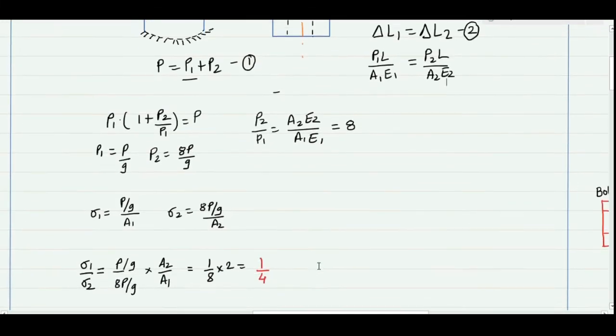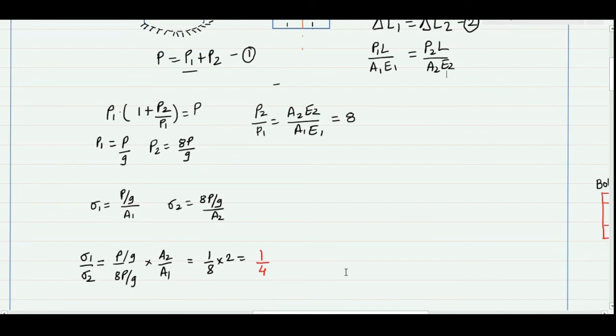So here is my solution: in the first equation I can take P1 outside. So this is my equation where I can put P2 by P1, and P2 by P1 is 8 here. So my P1 comes out as P by 9 and P2 is 8P by 9. When I take sigma 1 and sigma 2 to get the stresses, this is my stress for the first bar and this is for the second bar. As I want to calculate the ratio, this is my ratio and my answer comes out as 1 by 4.